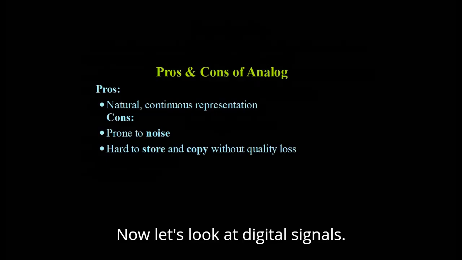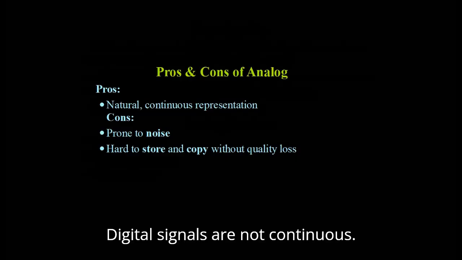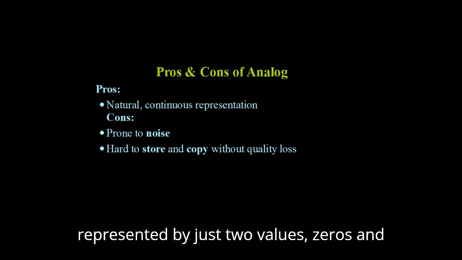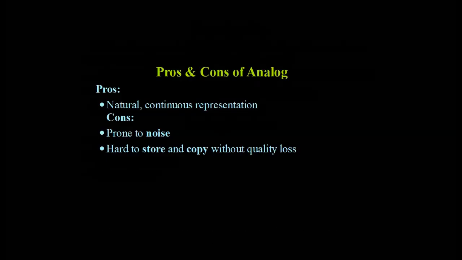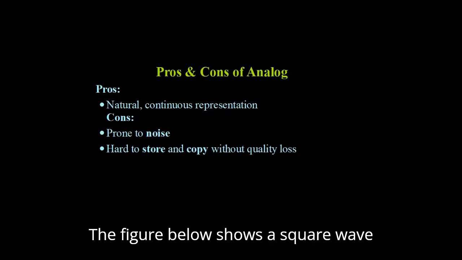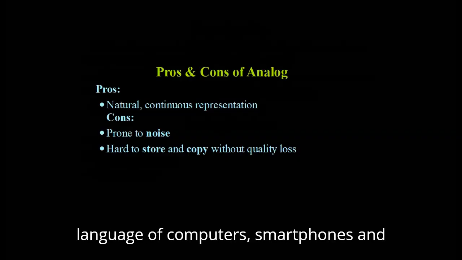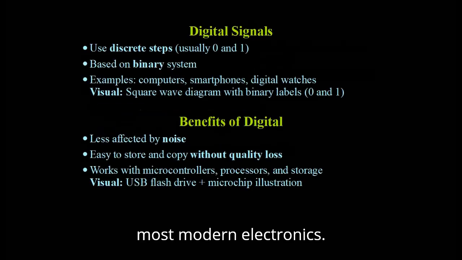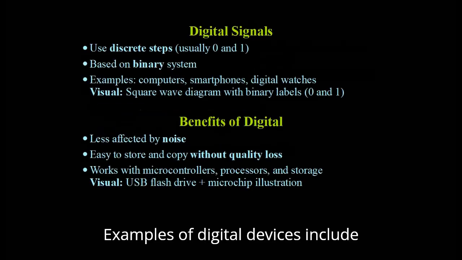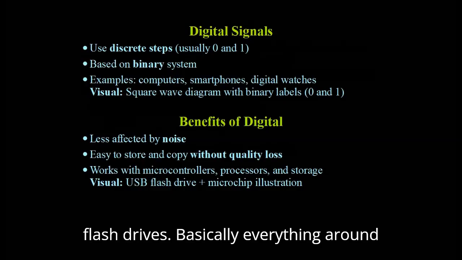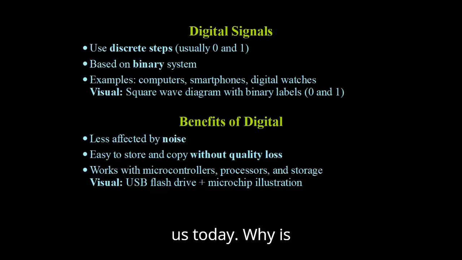Now let's look at digital signals. Digital signals are not continuous. They use discrete steps, typically represented by just two values, zeros and ones. The figure below shows a square wave highlighting the jumps between 0 and 1. This system is called binary, and it's the language of computers, smartphones, and most modern electronics. Examples of digital devices include mobile phones, digital watches, laptops, flash drives, and basically everything around us today.